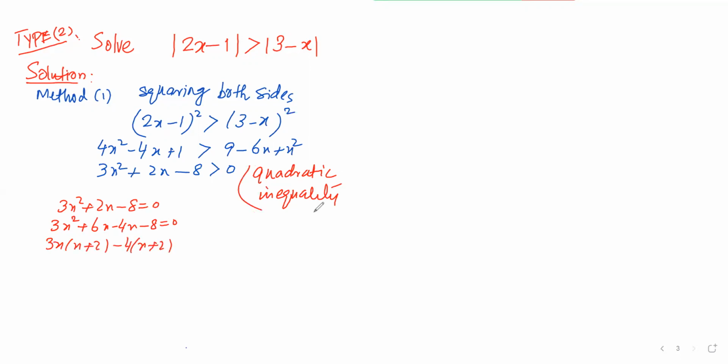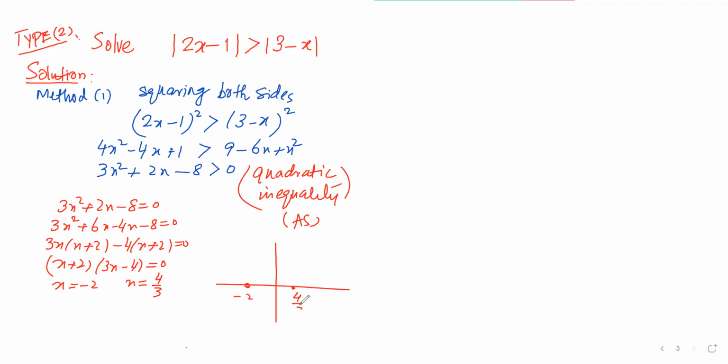This is a simple quadratic inequality of AS syllabus. So equals to 0, then it is x plus 2 and 3x minus 4 equals to 0, x equals to minus 2, and x equals to 4 over 3. After finding these critical points, we draw the graph, taking minus 2 here and 4 over 3 on the right hand side. We draw the parabola, because this is plus, and as the sign is greater than, greater means above the x-axis, so this part is more than 4 over 3, and this part is less than minus 2.